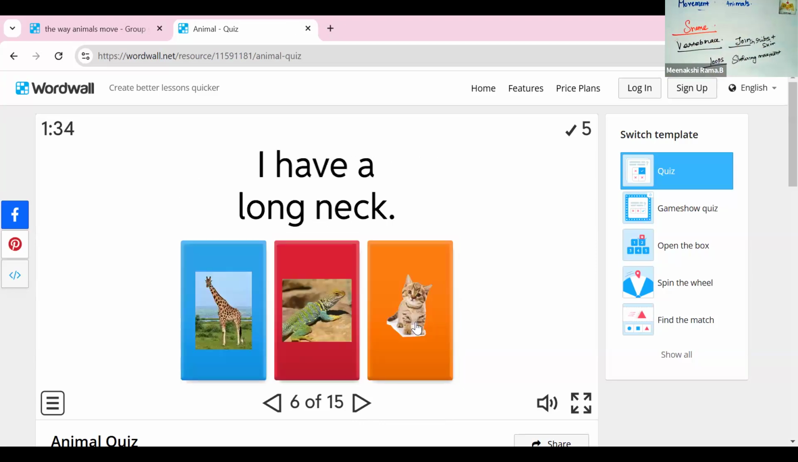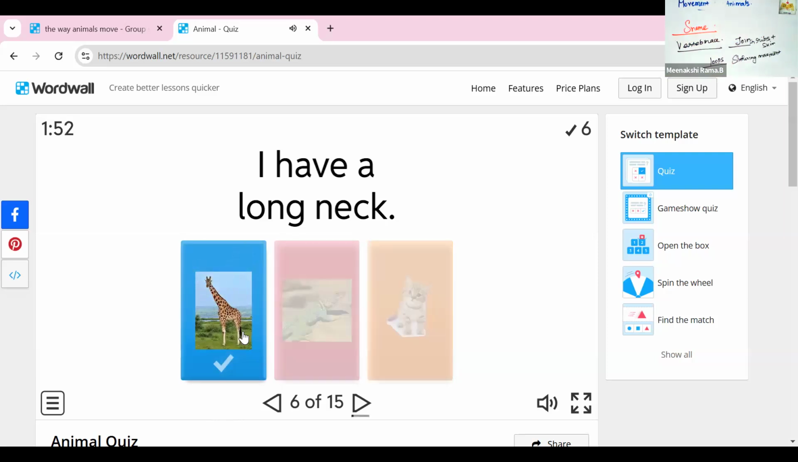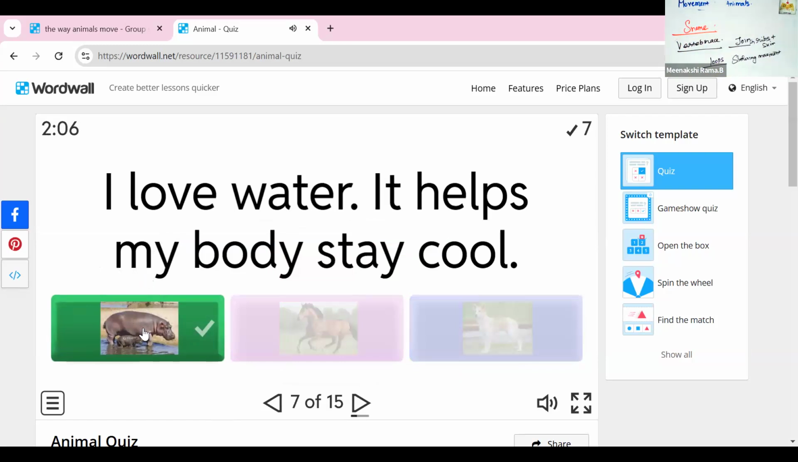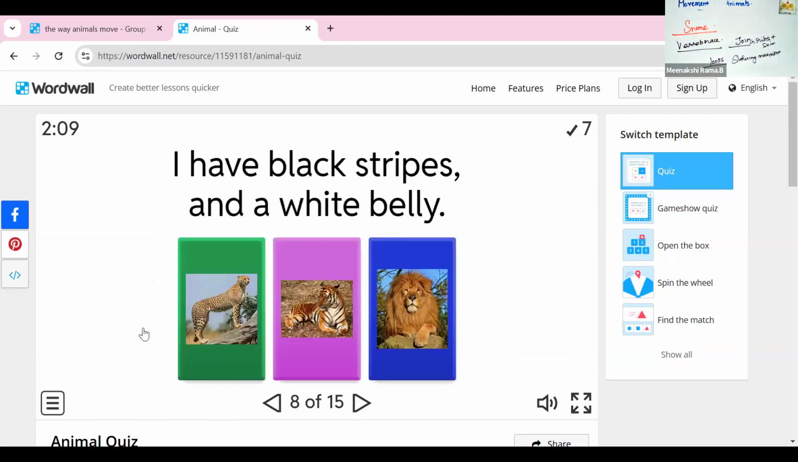And next one: I have a long neck. Who has a long neck? Cat, or this animal, or this first one? Who has a long neck? Yes, this is the right answer. Okay, and then next question: I love water. It helps my body stay cool. Who is that? The first one. So the right animal is the first one.